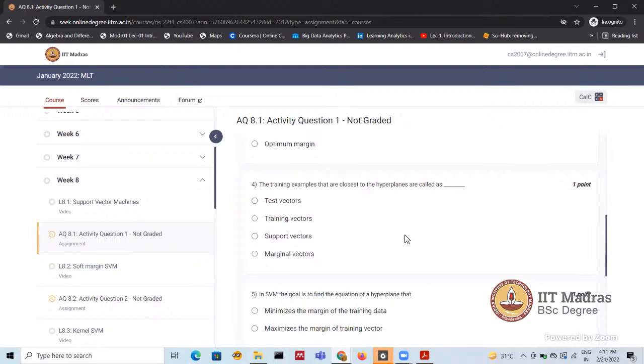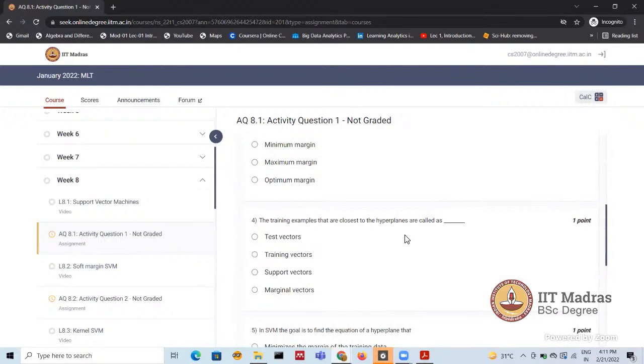Sir, before we move on, I have a question. Can the bounding planes be intersecting, or do they always have to be non-intersecting in nature? They cannot intersect. It has to always keep an equal distance between them. Only then can we consider it as an SVM algorithm. I mean the two lines on which the support vectors for each class lie. So they always should be non-intersecting.